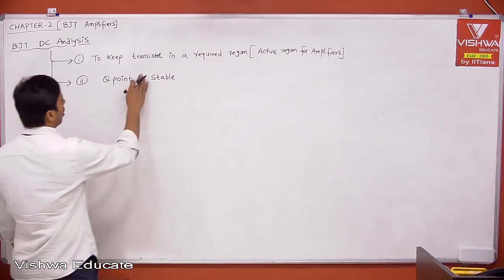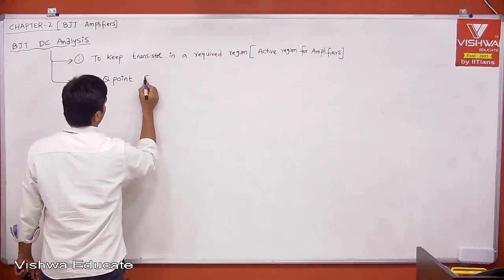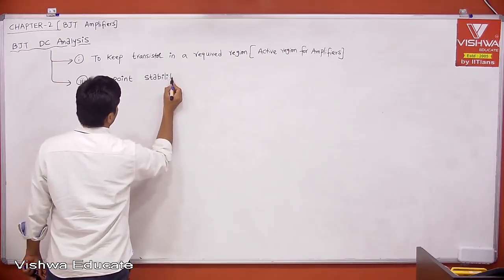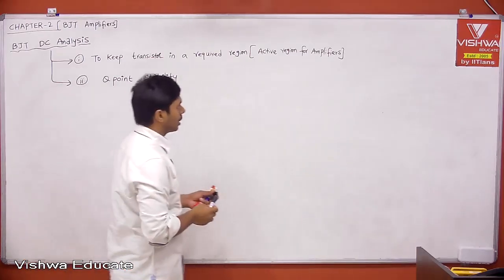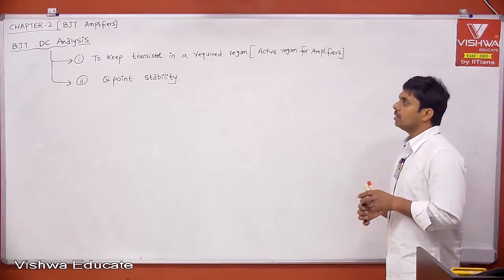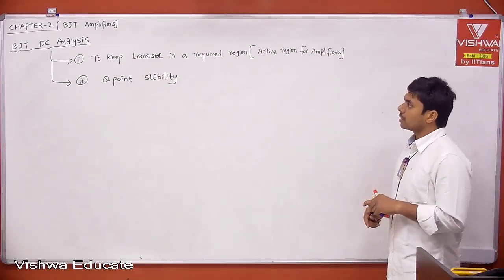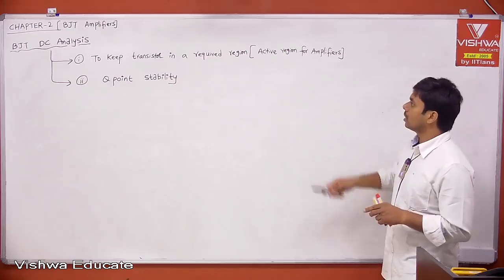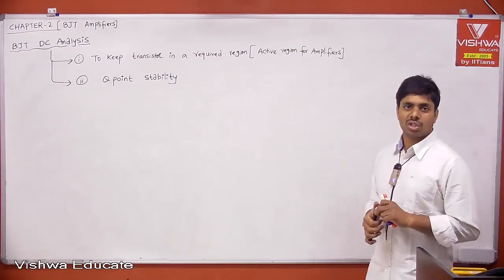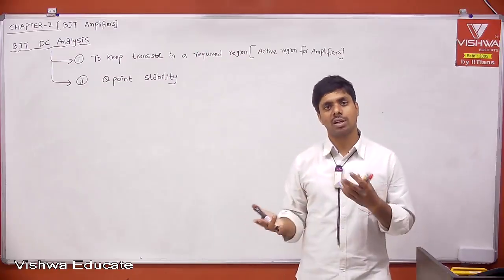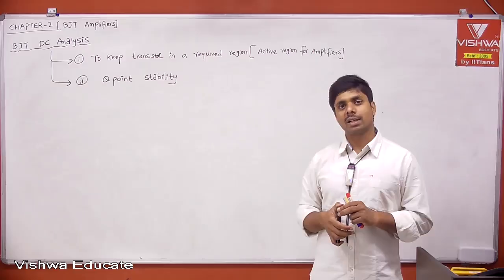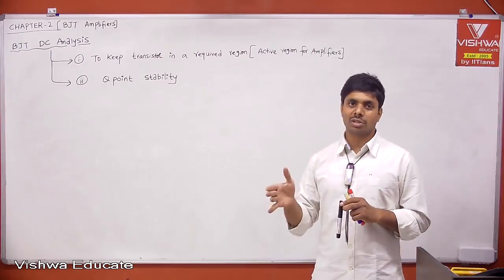Or I can say Q point stability. This is what you can take. Therefore, the purpose of DC analysis is to keep the transistor in the required region, basically the active region for amplifiers. But if you want to use it as a switch, we need to bias the transistor in saturation or cutoff, depending upon the input voltage level. In that case we don't want the active region, we want the saturation region or cutoff.